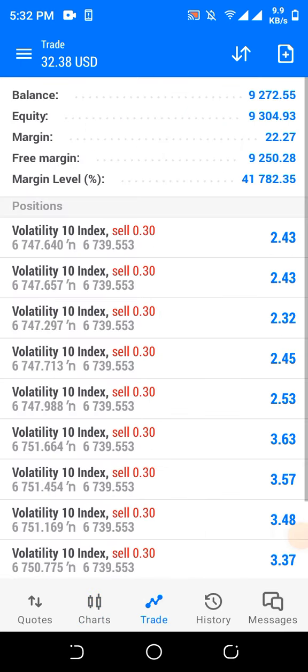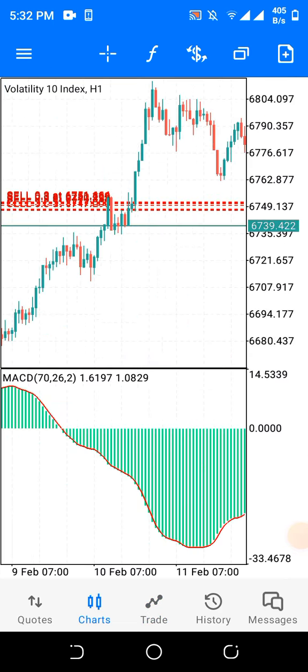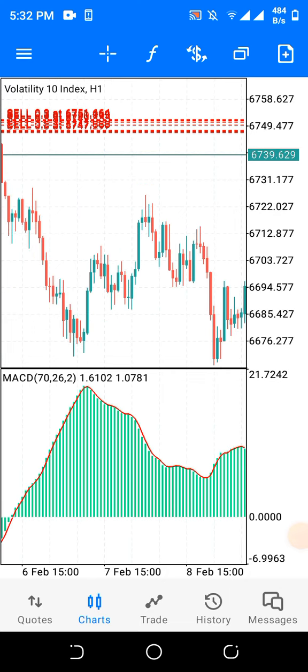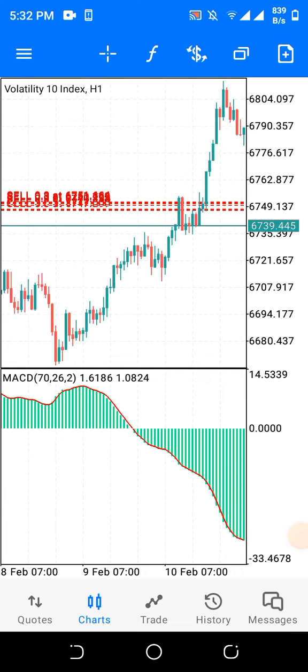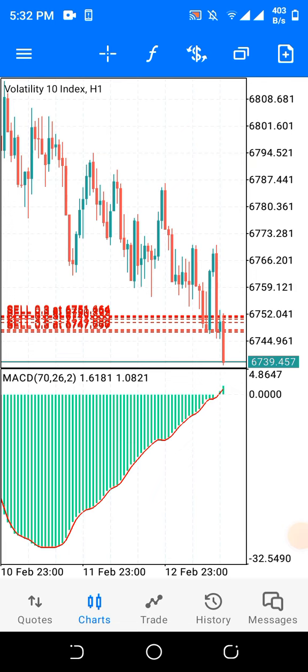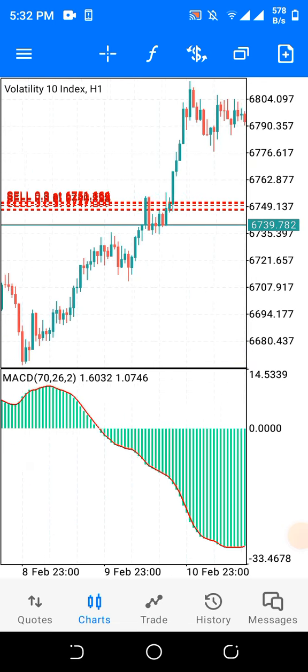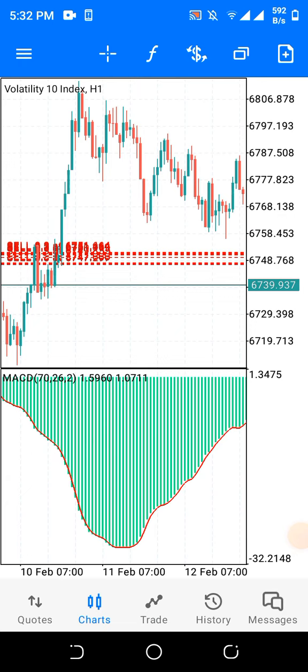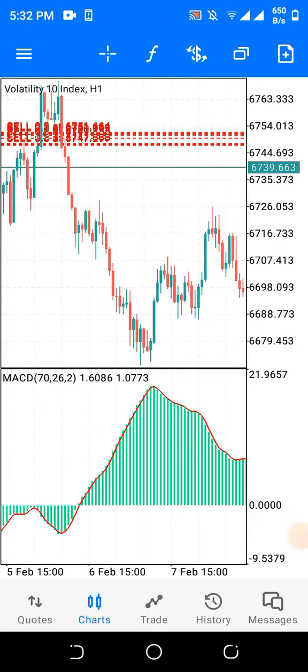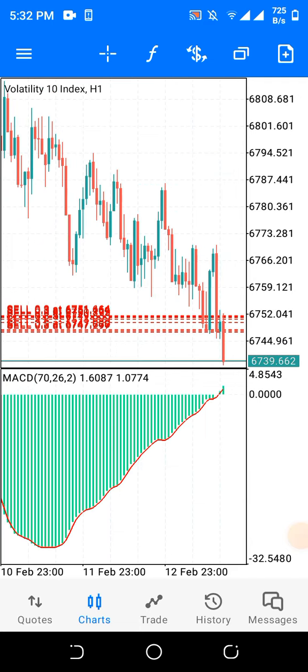Welcome guys, this is OPTIMER FX trading live on volatility 10 index. As you can see, this is my chart. I am using the MACD indicator, only the MACD indicator. Now I have been on this trade for over a week now, and I have been using the MACD indicator and recording massive profit. Now let me show you how to use MACD and record massive profit.